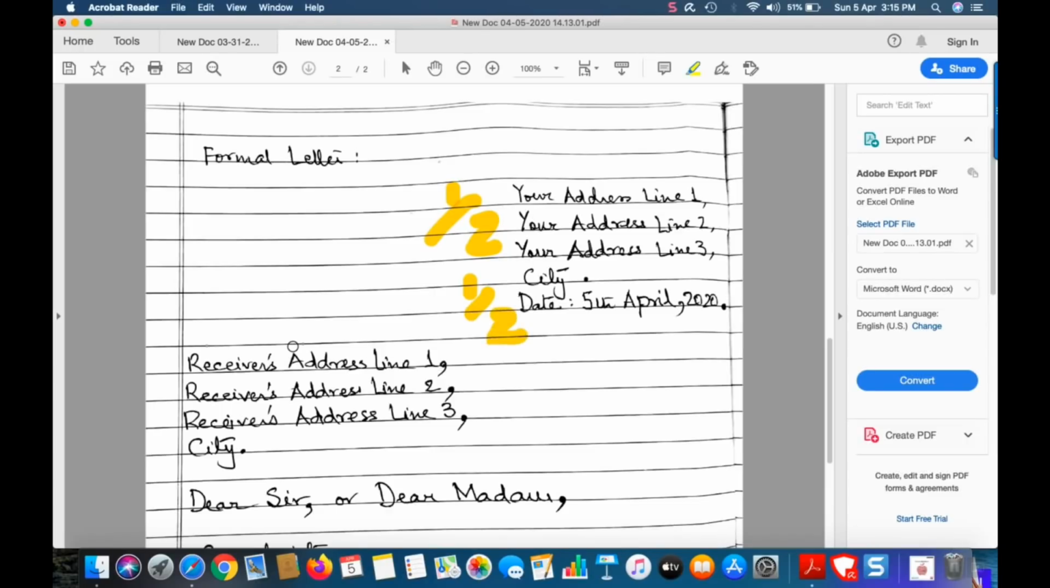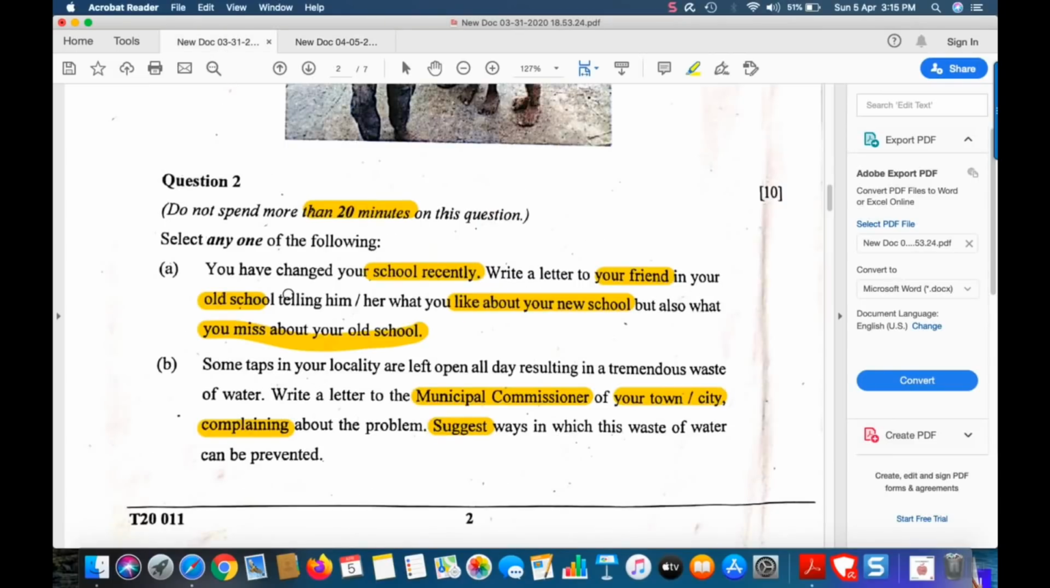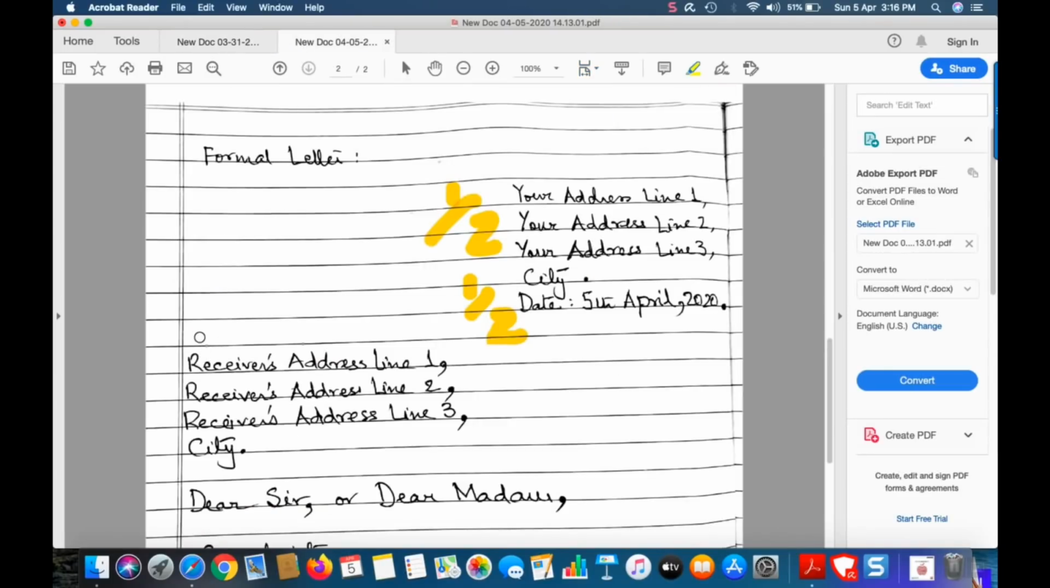Now this is the receiver's address. Who is the receiver in this case? It will be the municipal commissioner. So you will not write to the municipal commissioner. To is redundant, we don't write it now. It will be the municipal commissioner. There has to be a the in the beginning.